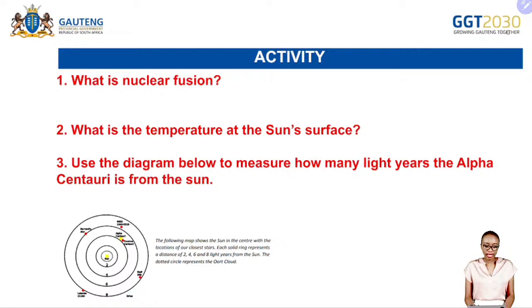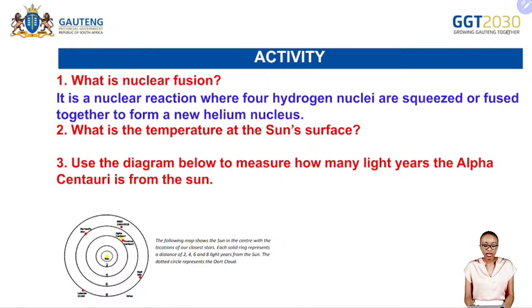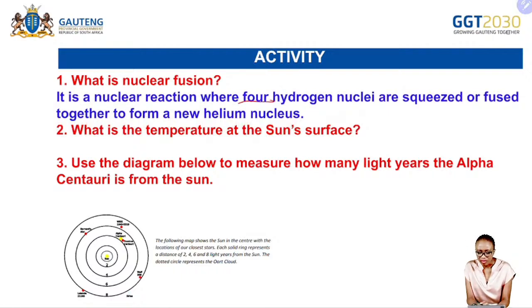The first question read, what is nuclear fusion? Nuclear fusion is a nuclear reaction where 4 hydrogen nuclei are squeezed or fused together to form a new nucleus. Remember, this is a very explosive, a very powerful reaction which yields vast amounts of light energy and heat energy that we use here on Earth to sustain life.